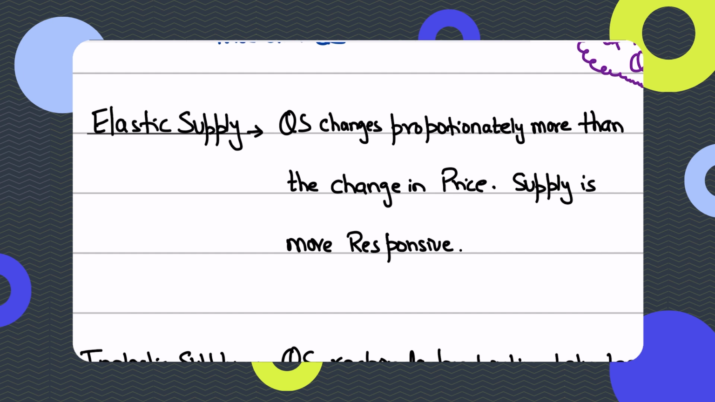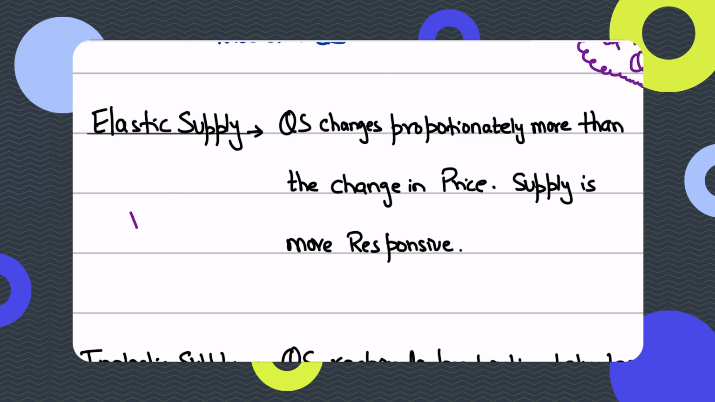Or if you're saying quantity supplied rises, then use the word price rises. If you're saying quantity supplied changes, use the word price changes, because changes could be in either direction, increase or decrease. So quantity supplied changes proportionately more than the change in price, which means that if price goes up, quantity supplied goes up a lot. Now you won't say a lot. This is just for your own explanation, but it increases proportionately more. And if price goes down, quantity supplied decreases proportionately more, because change could be in either direction.